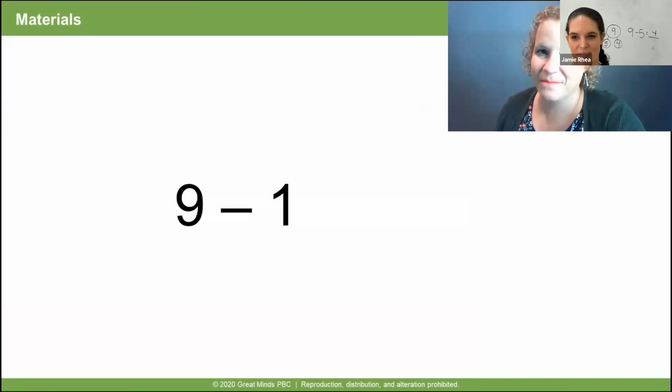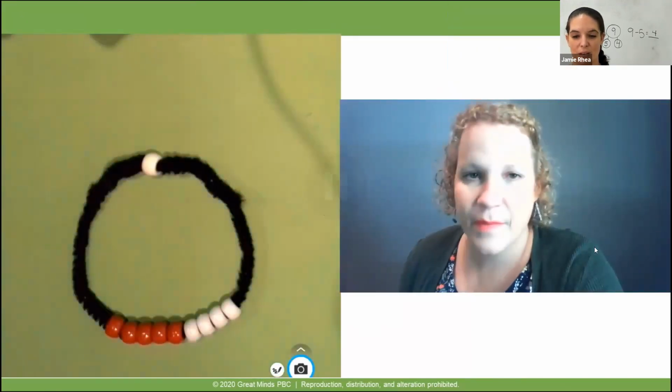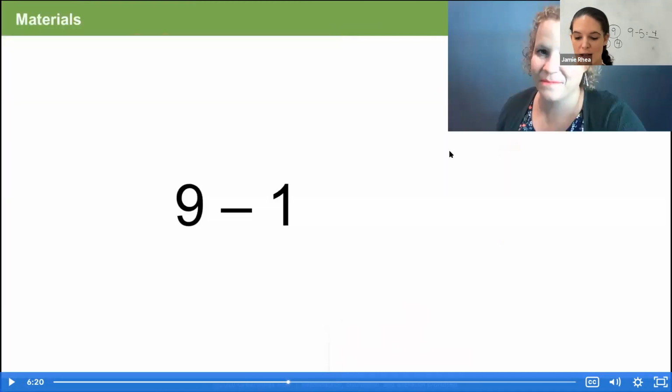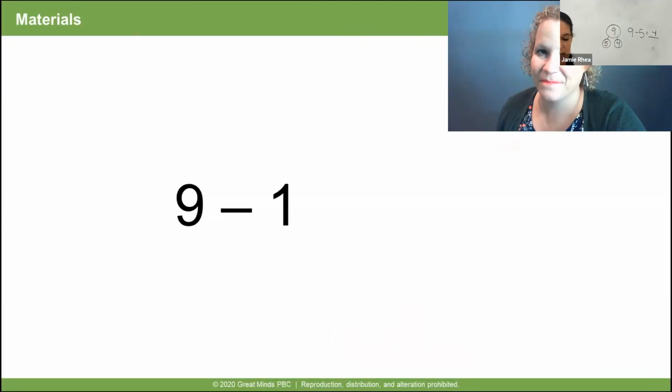Let's try another one. I'm going to go back so you can see the problem again. 9 minus 1. Okay, let's get that set up. Get my Rekenrek going here. Remember, I'm starting with 9 beads, so I'm going to take that 1 away. Let's move these over here so you can't see them either.